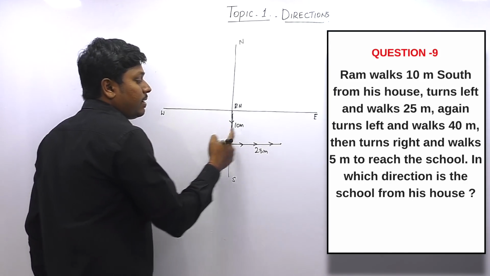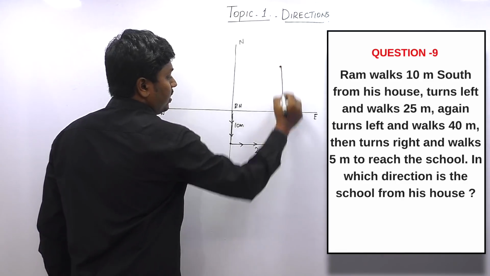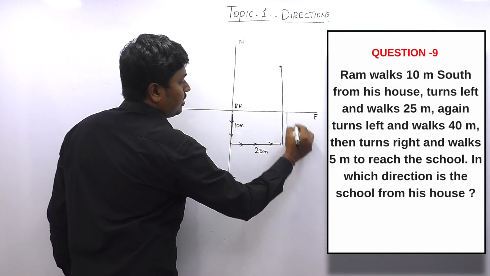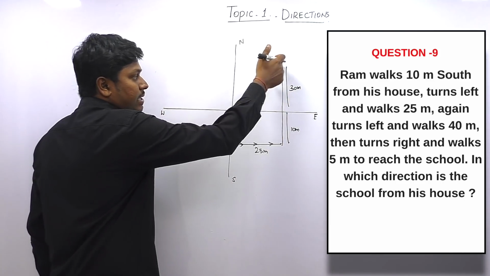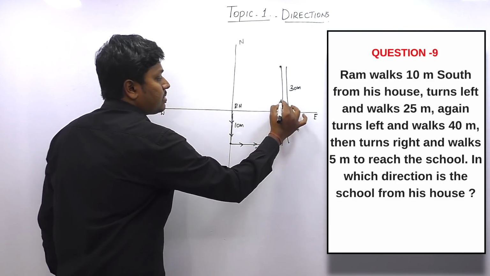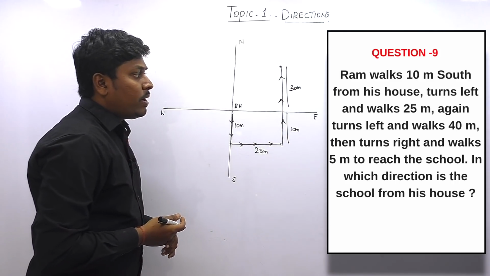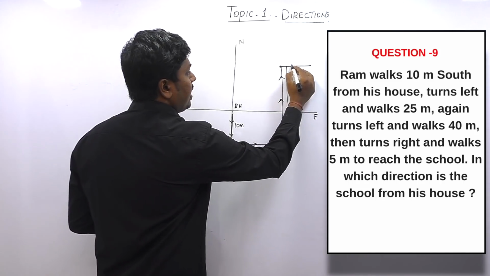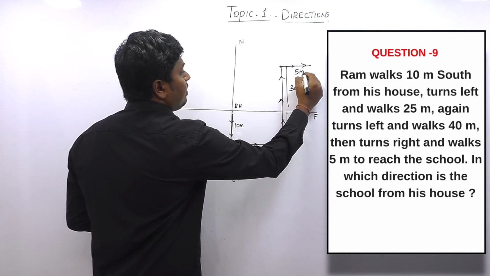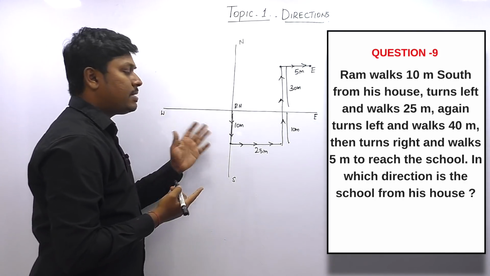We know that this parallel line is 10 meters. So 40 meters will be exactly somewhere else at this point, because this will be 10 meters and this will be 30 meters. So only then we can say after turning left, he is walking a total distance of 40 meters. Okay. Then what is the last point? And turns right and walks 5 meters. So from this point, he is taking a right turn and he is walking 5 meters. So this will be the ending point and this will be Ram's house, that is the starting point.